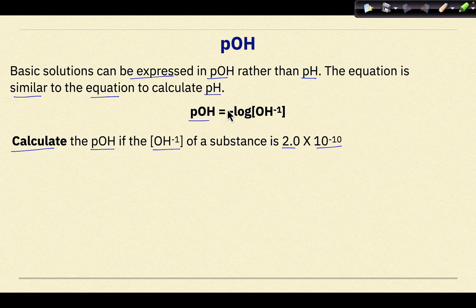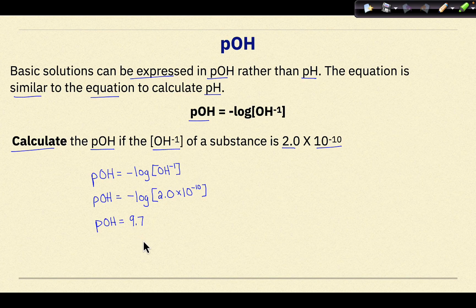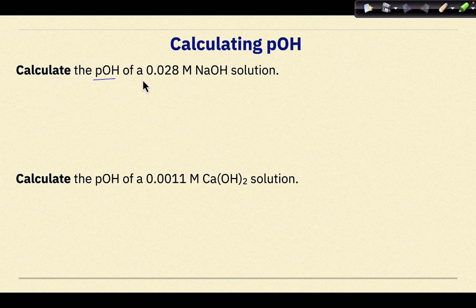So the first thing that we're going to do is write our formula. Then we're going to plug in our values for the hydroxide ion. Then we're going to solve for pOH. So the pOH is calculated here to be 9.7. Let's do another example. Calculate the pOH of a 0.02 molar solution of NaOH.